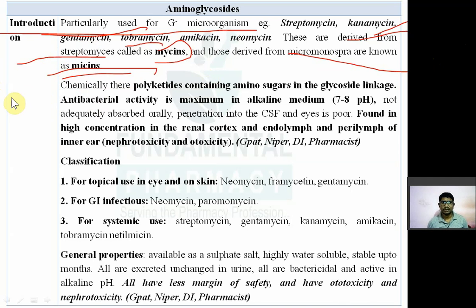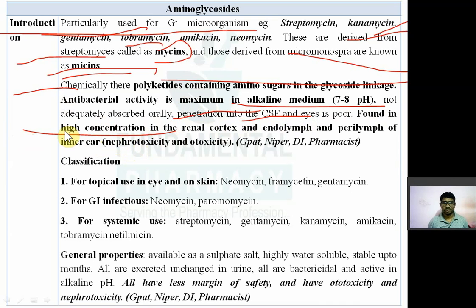Now chemically they are nothing but polyketides containing amino sugar in a glycosidic linkage. Their antibacterial activity is maximum in alkaline pH, 7 to 8. They are not adequately absorbed orally because they are highly ionized molecules with high water solubility, but the molecular weight is high, so they are not absorbed orally adequately. Penetration into CSF and eyes is also poor.